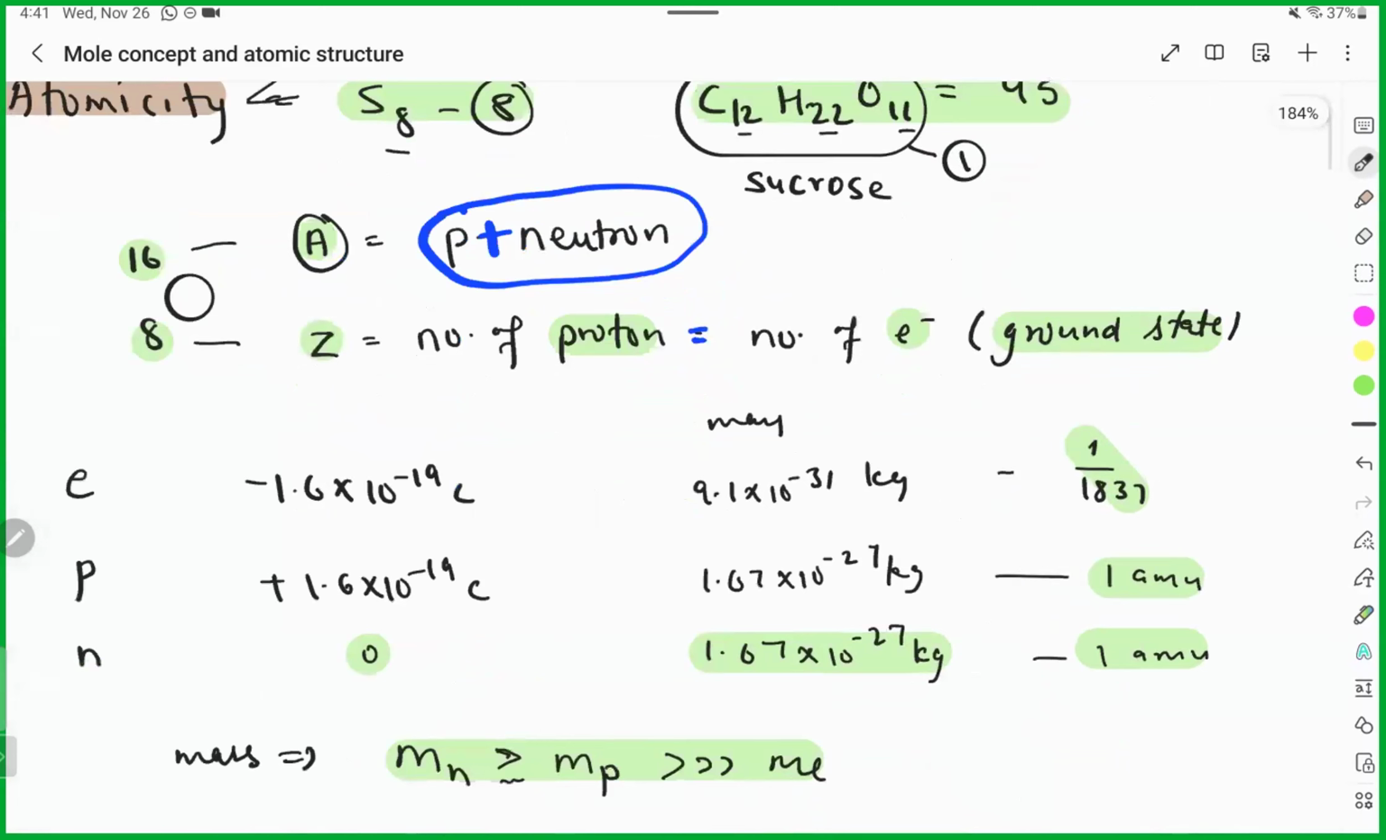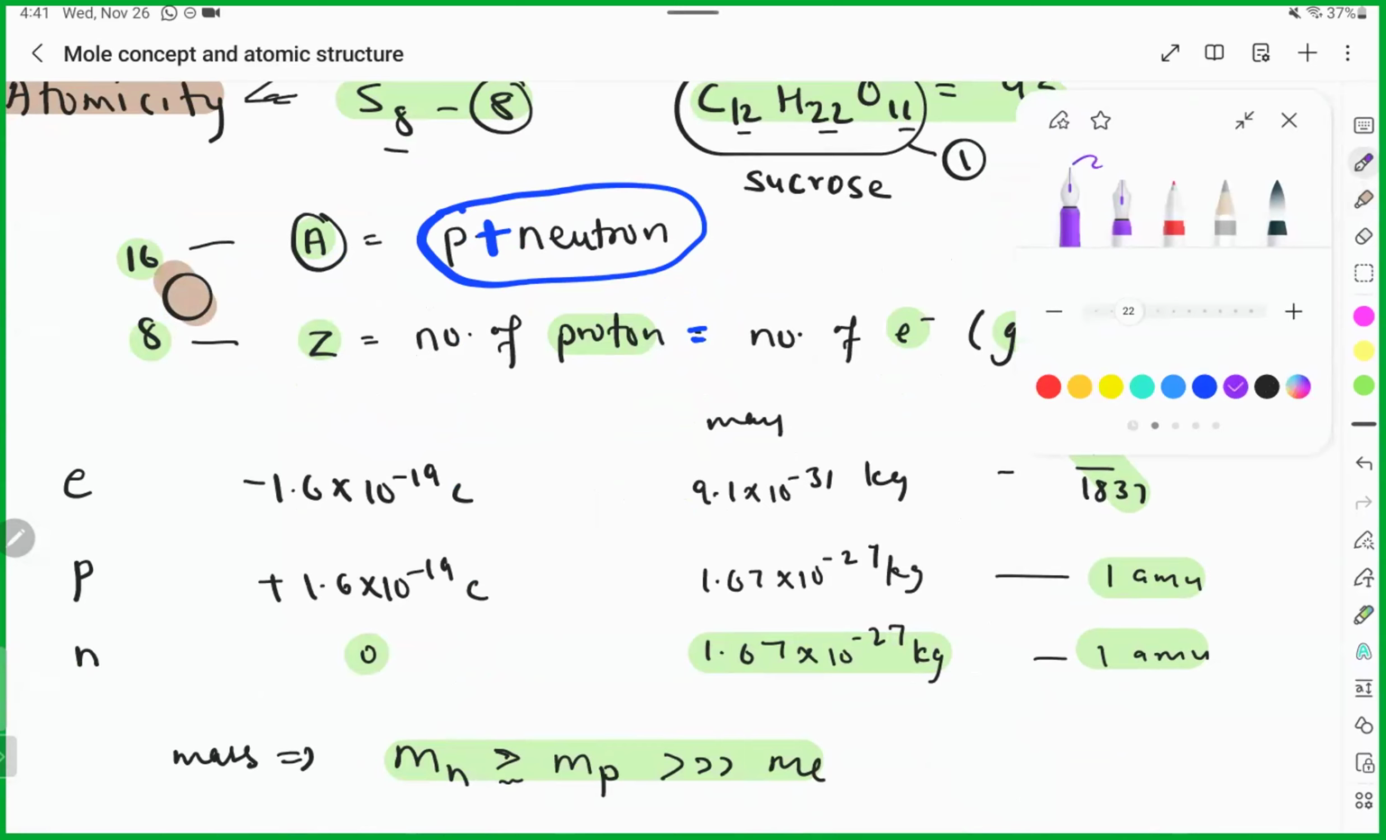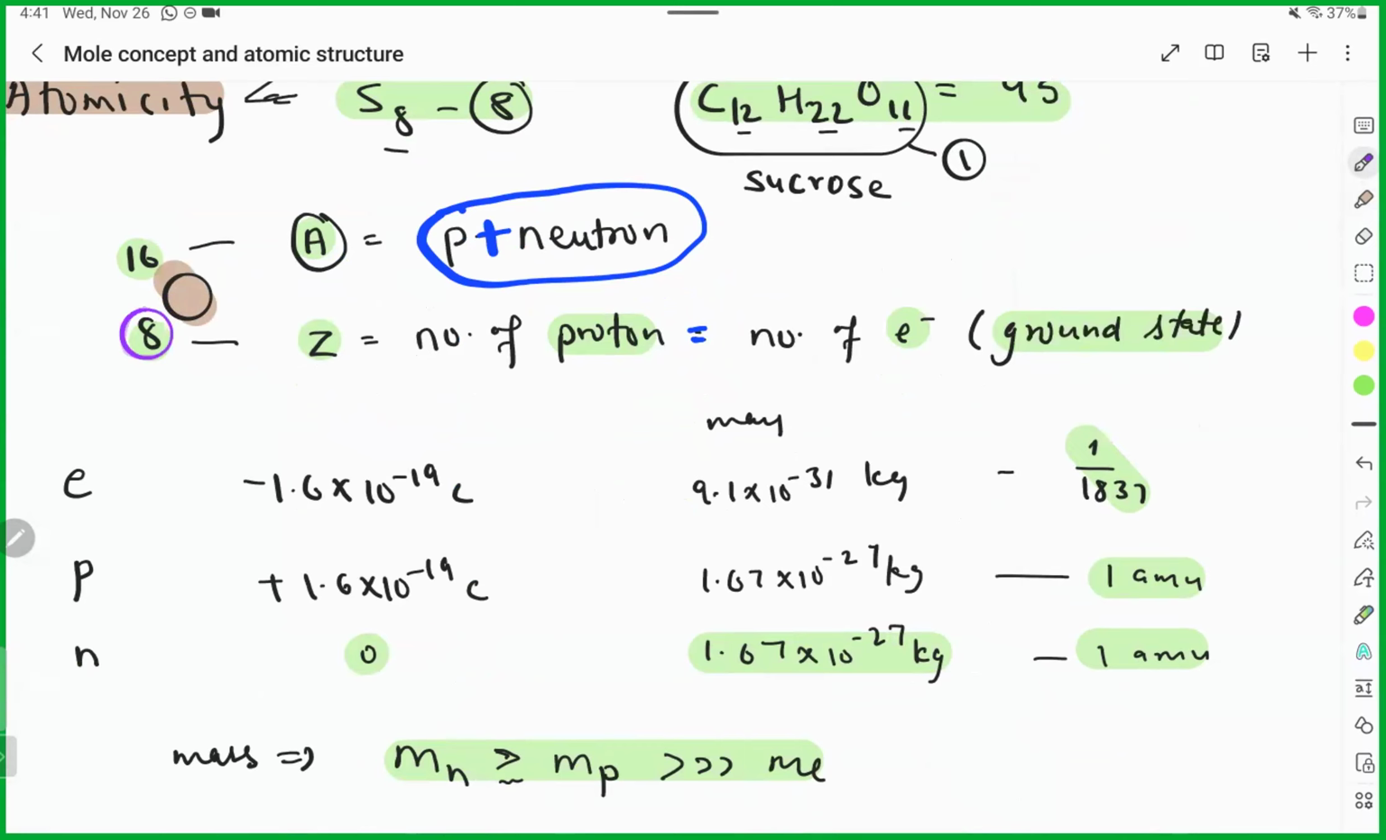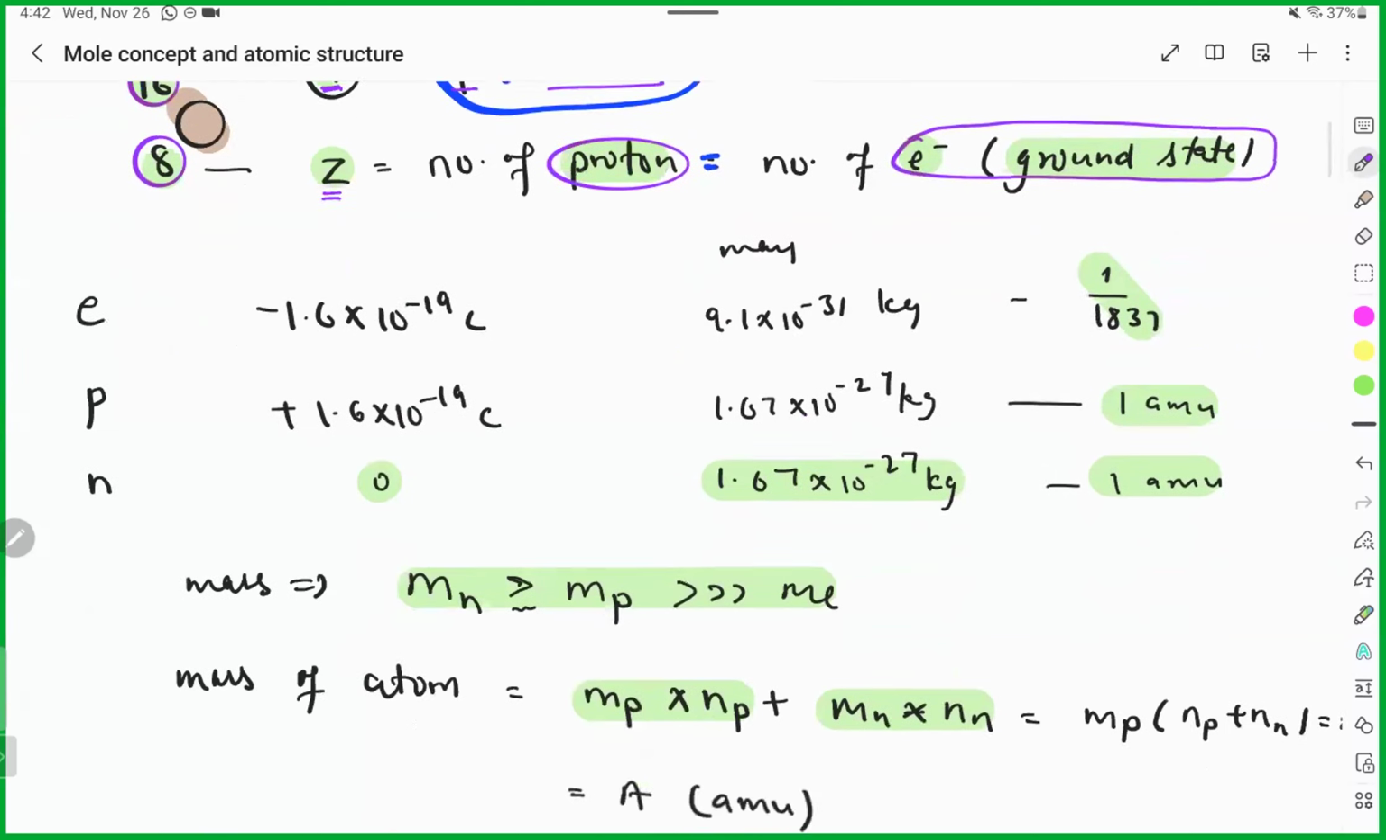No, sir. So for example, here I am taking oxygen into consideration. Though this is given in the second chapter, we are doing it here. Whatever is written below is the atomic number and above is the atomic mass. So A is atomic mass, Z is atomic number. Atomic mass is the number of protons and number of neutrons. Z is the number of protons, or number of electrons in the ground state. Ground state means when there is no charge.